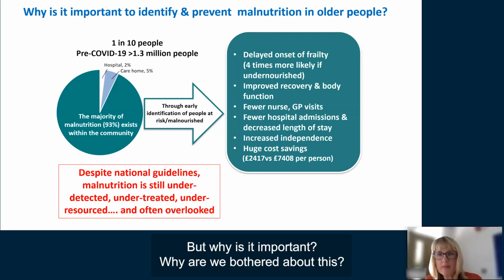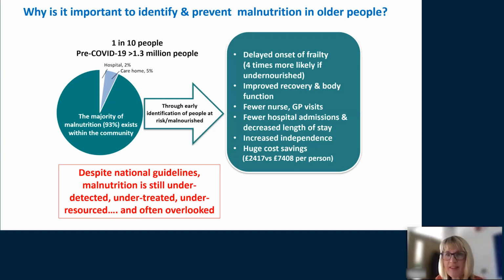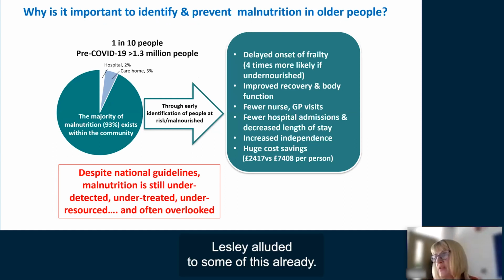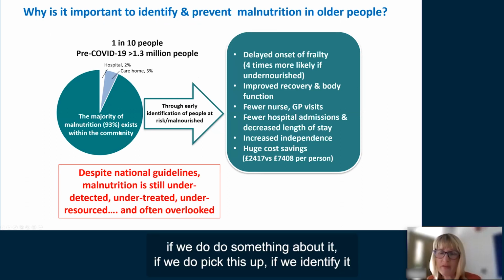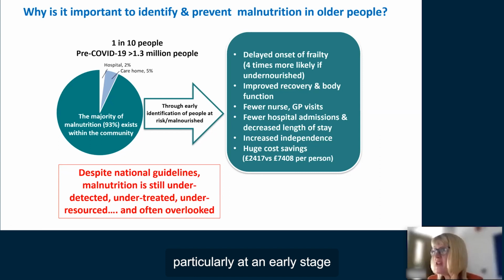But why is it important? Why are we bothered about this? Leslie's alluded to some of this already, and I've already talked about the prevalence of malnutrition. But we do know that if we do something about it, if we identify it, particularly at an early stage, the effects are far-reaching.